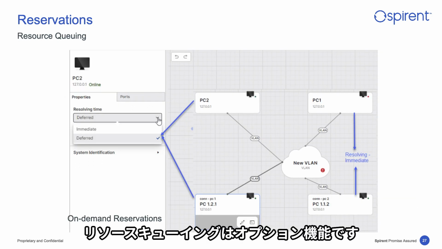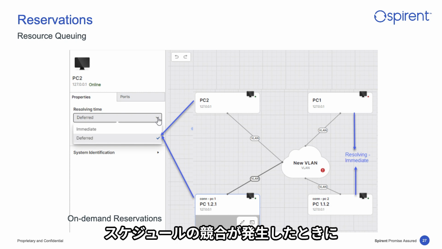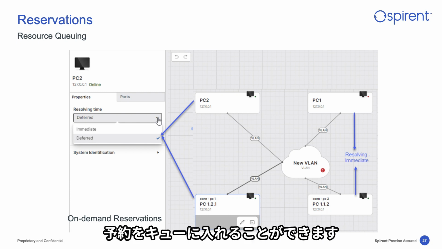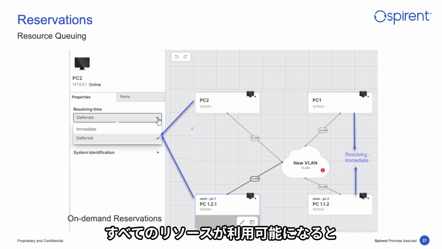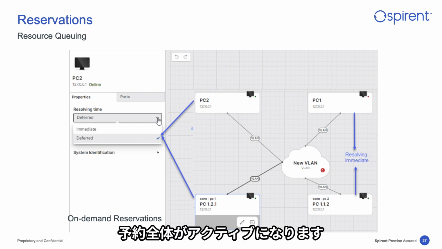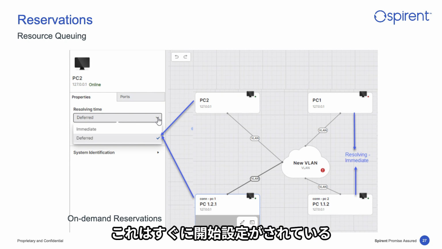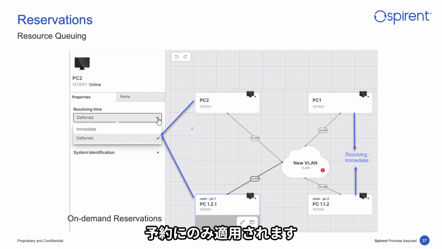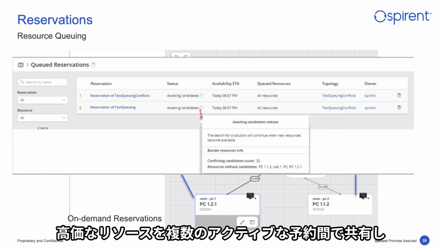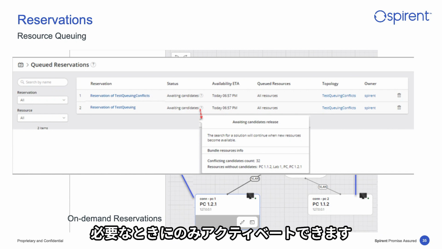Resource queuing is an optional feature that allows reservations to be queued when there is a scheduling conflict. If a reservation is queued, the entire reservation will be activated once all the resources are available. This only applies to reservations that are set to start immediately. It also allows high-value resources to be shared between multiple active reservations and only activated when needed.